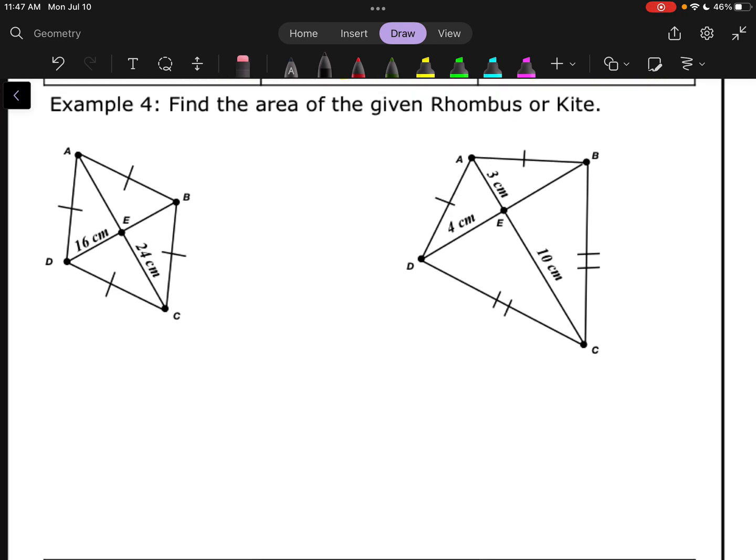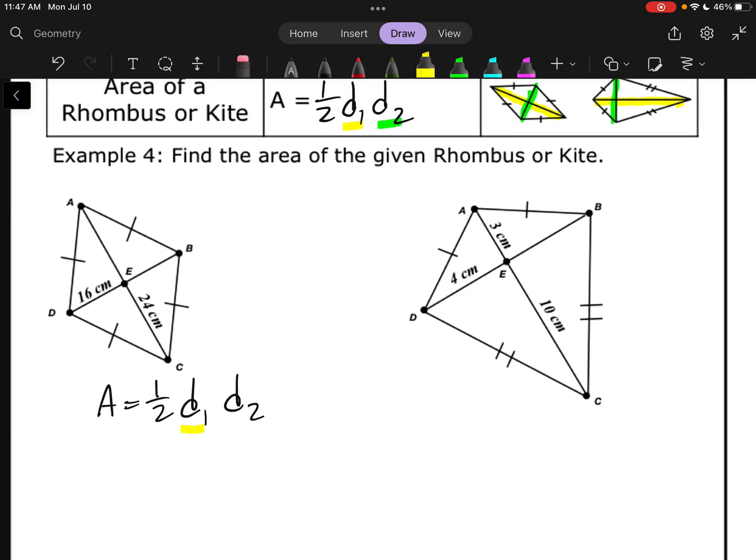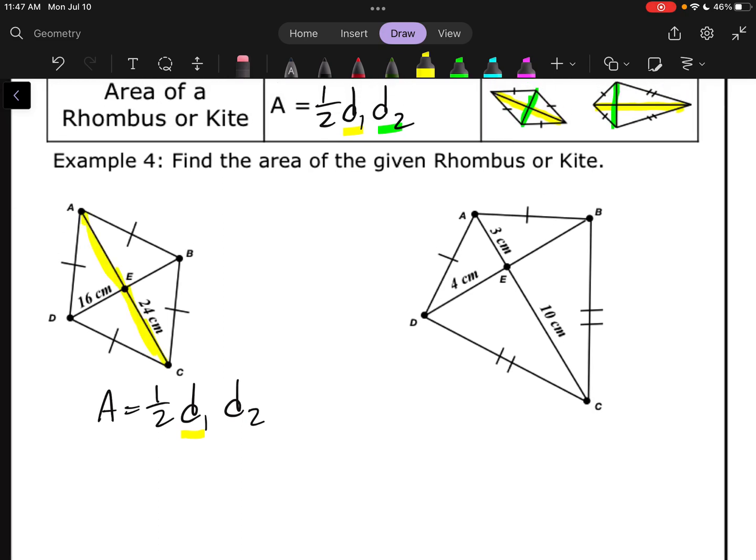So if I'm looking at this first one, this one looks like a rhombus over here because we can see that all 4 sides are marked as being the same. So if we try this out, 1/2 D1 D2, we know that D1 is one of the diagonals, D2's the other one. Now, one other thing that we know about a rhombus is that those diagonals are bisected. So we do have a 16 and a 16 going that way. We do have a 24 and a 24 going this way. So I'm going to do 1/2 times 32 times 48.